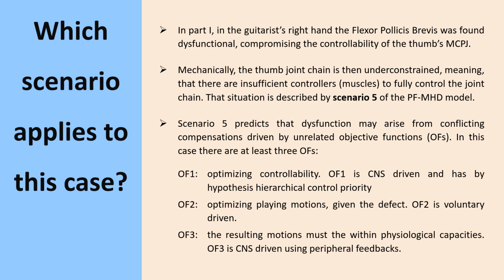By hypothesis, this process is involuntary, meaning that, unaware by the musician, it is initiated and driven by the central nervous system, and it has hierarchical priority over the voluntary driven objective functions. 2. Optimizing playing motions. This objective function is driven by voluntary objectives such as quality of playing. 3. Motions resulting from the objective functions 1 and 2 must be within physiological capacities. This objective function is CNS controlled and makes use of the peripheral feedbacks.